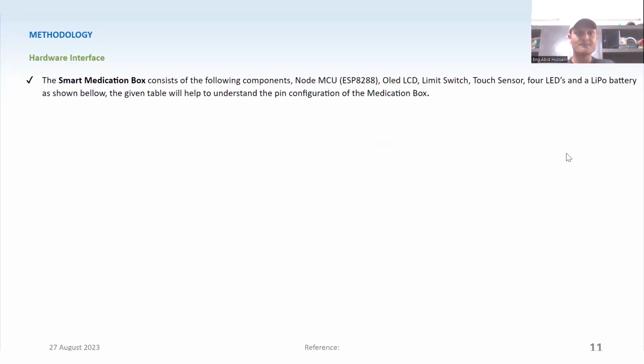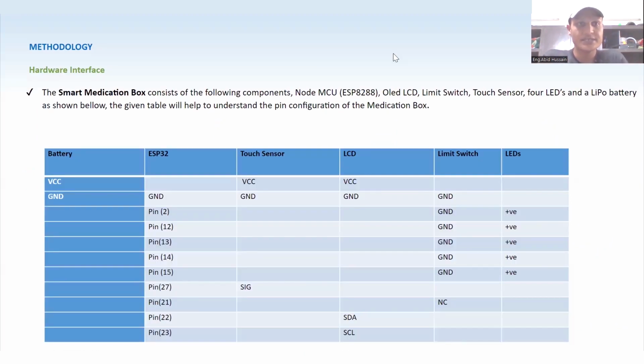Hardware interface. So, methodology, hardware interface: the smart medication box consists of the following components: NodeMCU, OLED display, limit switch, touch sensor, 4 LEDs that will be used in different compartments, and a LiPo battery which is used to charge the pill box. The following configuration is shown here.